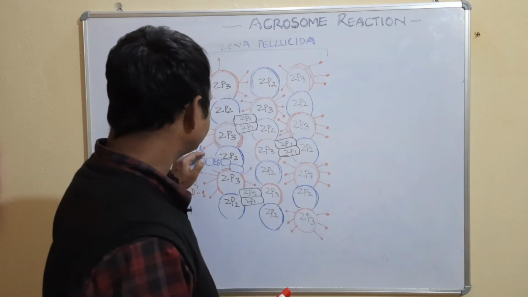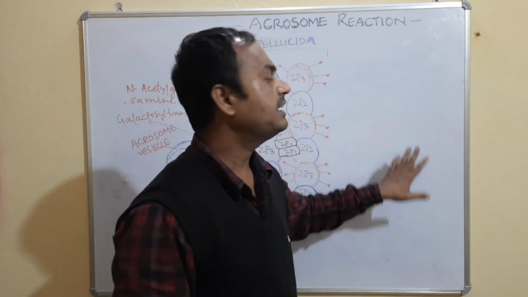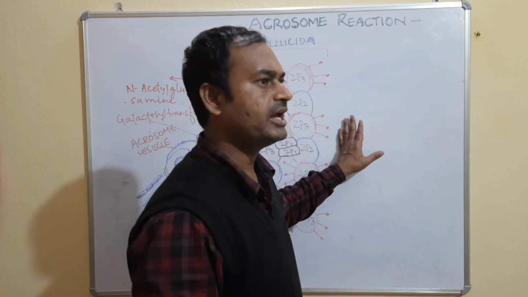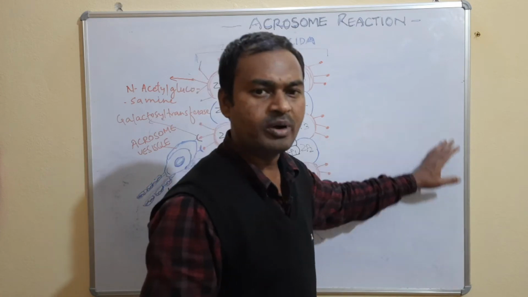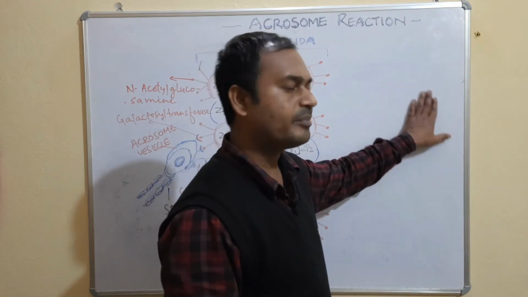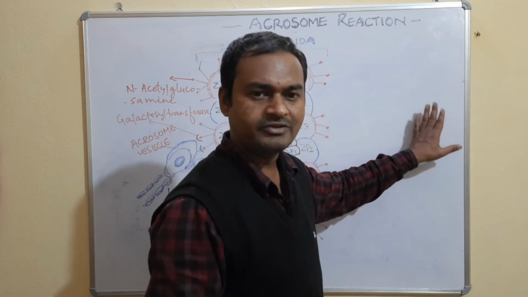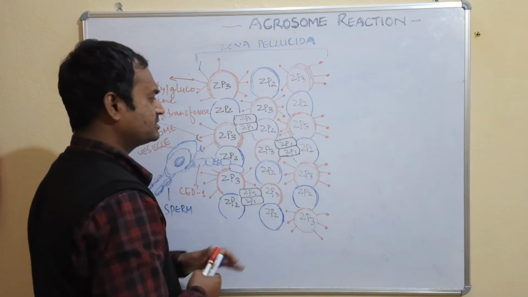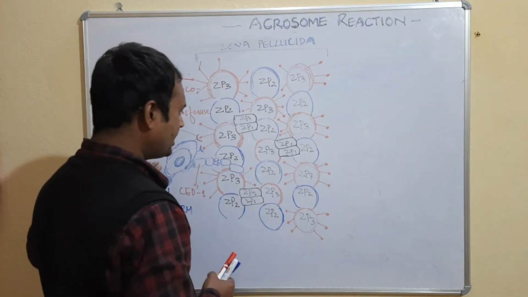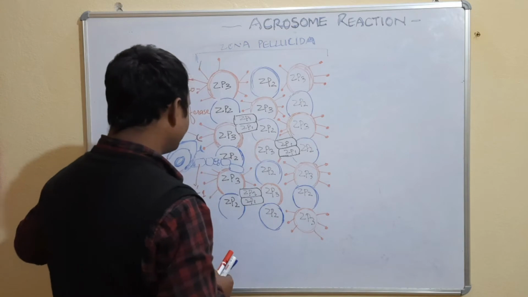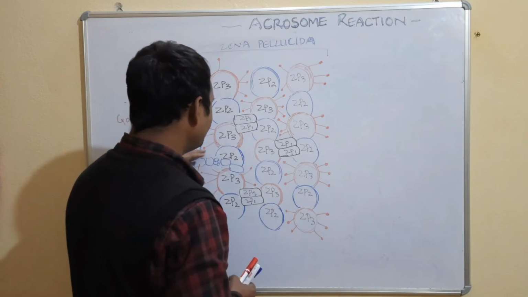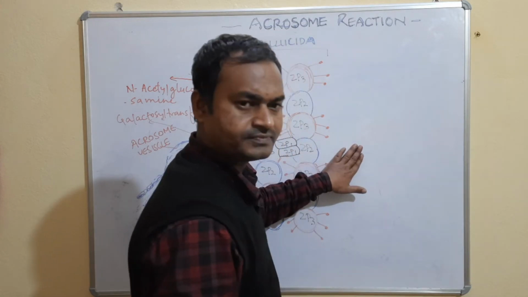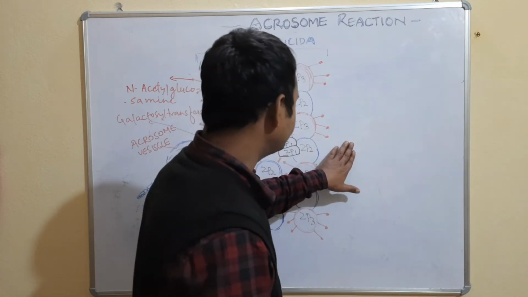into the zona pellucida membrane, and it reaches the upper part of the ovum, the upper cell membrane of the ovum. After it reaches from here, by making a hole or a pathway through the zona pellucida layer, it comes across toward this region.